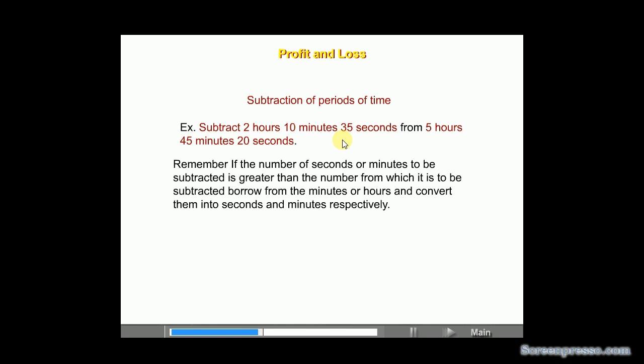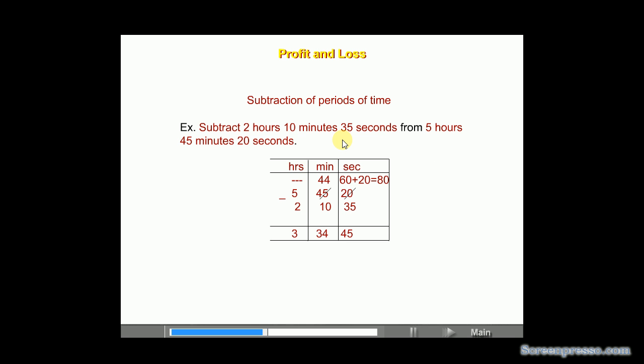If the number being subtracted is greater than the number from which it is to be subtracted, borrow from the minutes or hours and convert them into seconds or minutes respectively. So let us look at the example. We have 5 hours, 45 minutes and 20 seconds. We have to subtract 2 hours, 10 minutes and 35 seconds from it.